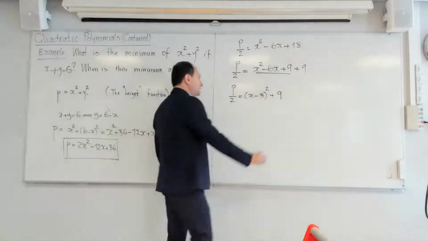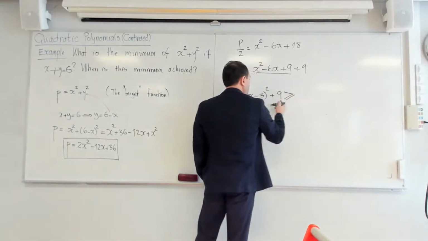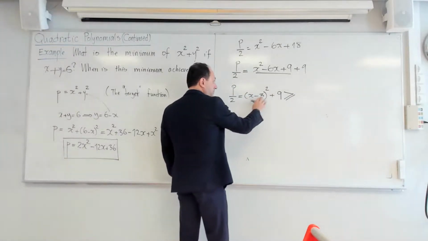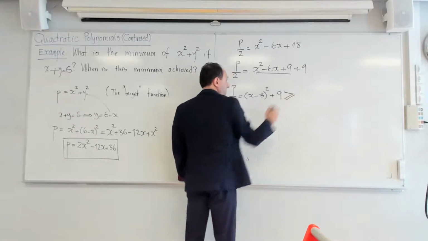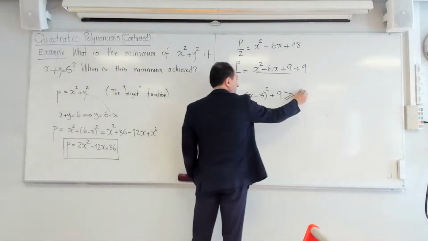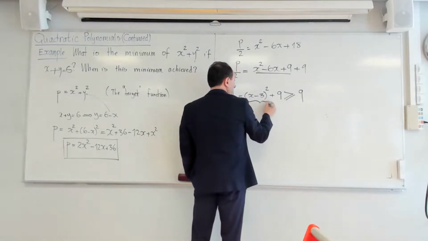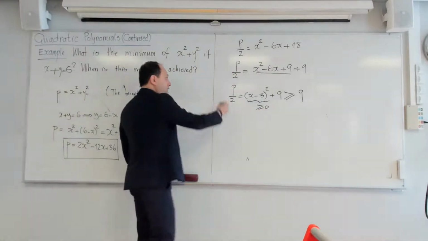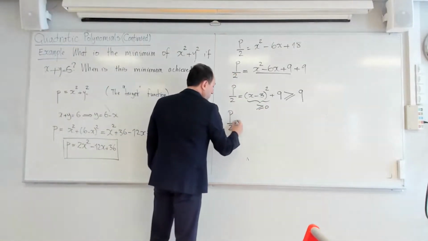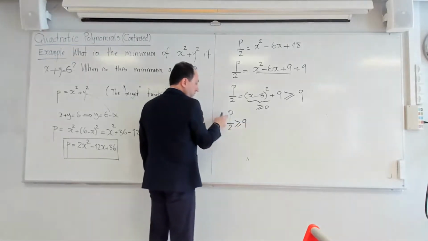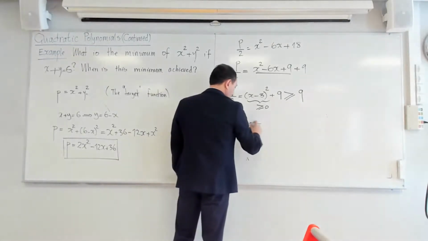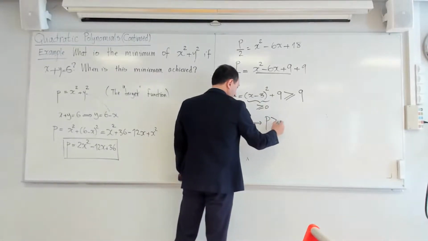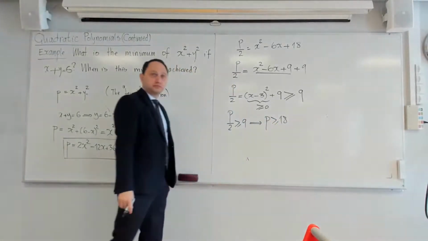And now, if I ask you what is the minimum of this expression, what do you say? It is always greater than or equal to which number? 9. Why? Because this part is always non-negative. And then P over 2 is greater than or equal to 9. But I want to talk about P, so I have to multiply by 2. It becomes P greater than or equal to 18.